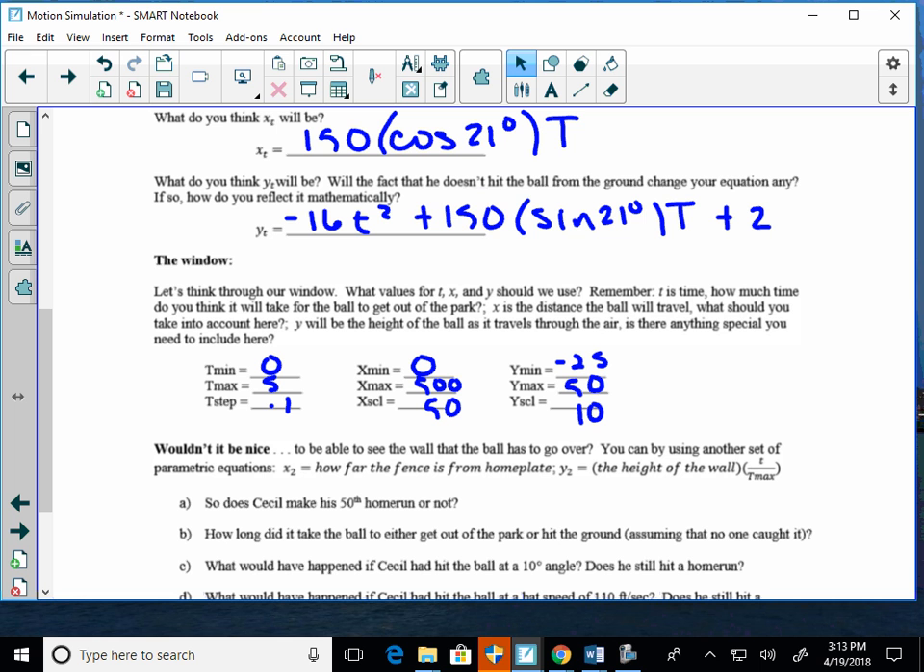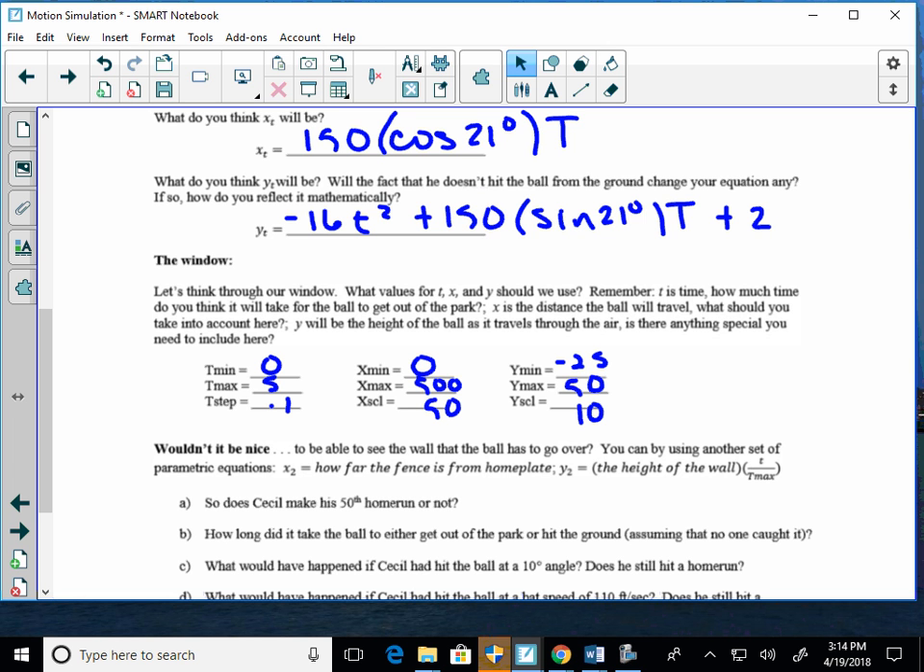So let's do this. Let's go through and put the window in that they gave you. And the X scale and Y scale have to be 1. They have 0. It has to be 1. So T min 0, T max 3, T step 0.1, X min 0, X max 25, X scale 1, Y min 0, X max 25, and Y scale 1.